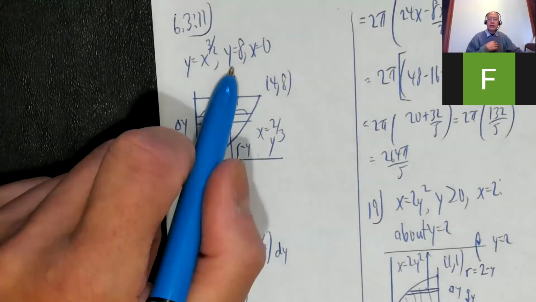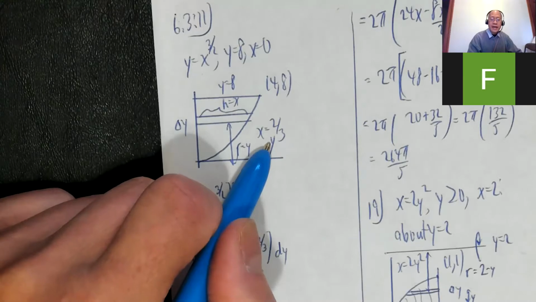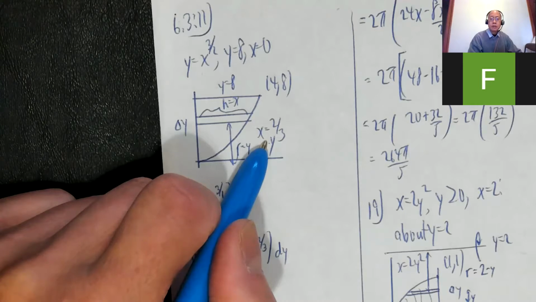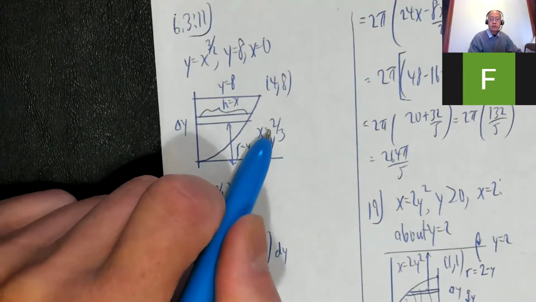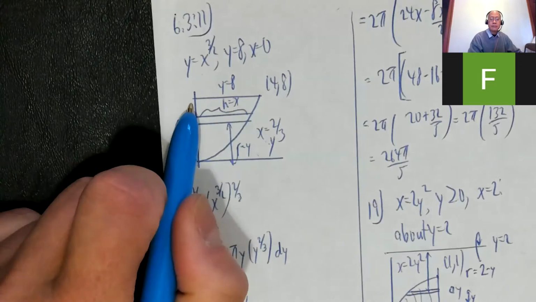Now they tell me y is 8. Plug in 8. What is 8 to the 2/3? Well, 8 to the 2/3 means take the cube root. Cube root of 8 is 2, and then 2 squared is 4. So this is the point (4, 8). 0, 0 to 4, 8 looks like that.